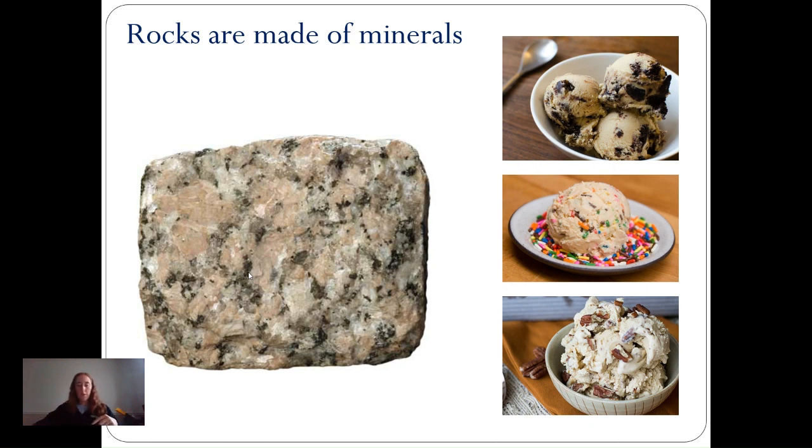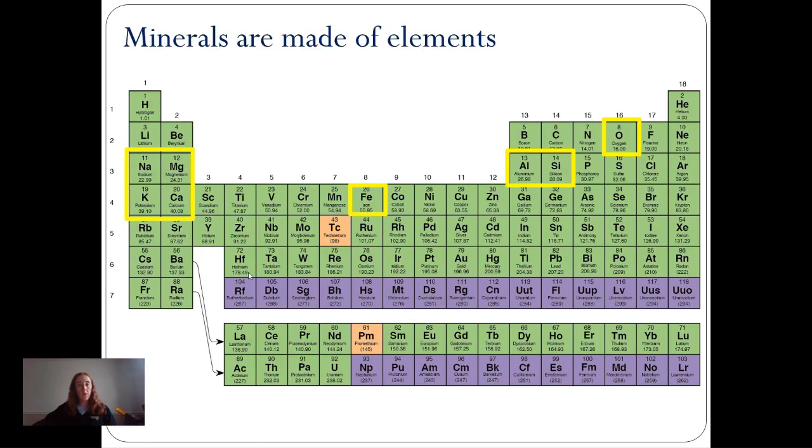So rocks are made of minerals. What are minerals made of? Minerals are made of elements. Depending on what type of rock or mineral you are looking at, it's going to have different elements from the periodic table in it. What I have done on the periodic table here is put a yellow box around the ones that are more common on Earth's surface.